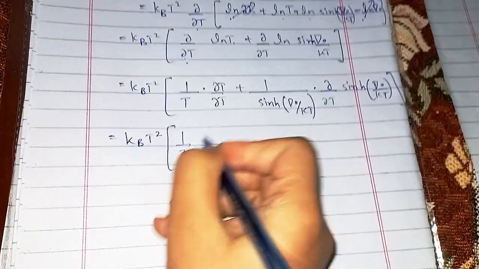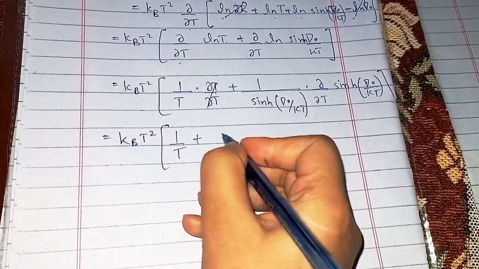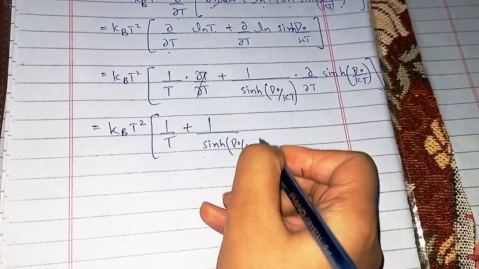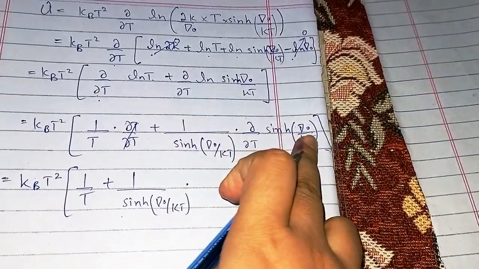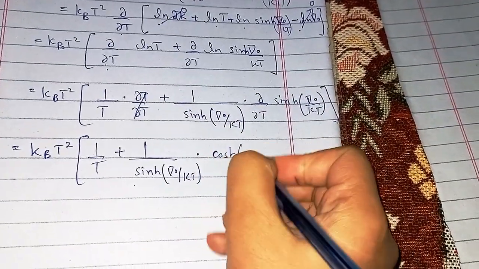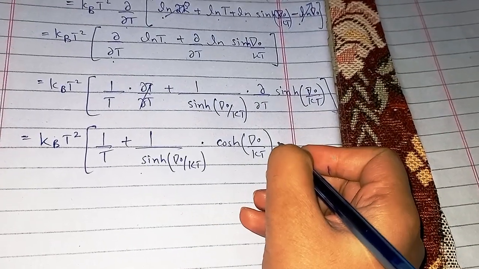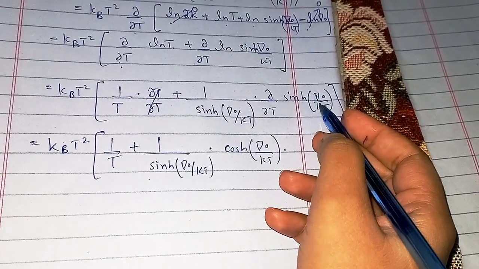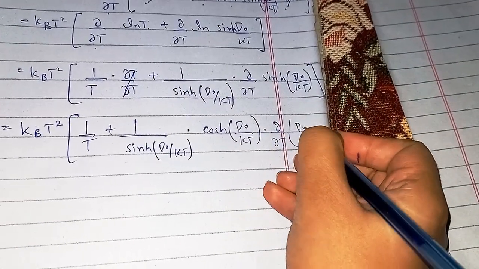It's 1 over t, this becomes 1, partial t by partial t is 1 over sinh(δ₀/kt). Now let's find the derivative of sinh(δ₀/kt). Sine changes into cosh(δ₀/kt) after differentiation. As I told you earlier, always the inner term's derivative will be taken. Here the inner term is the angle, the derivative of the inner term, which is δ₀/kt.